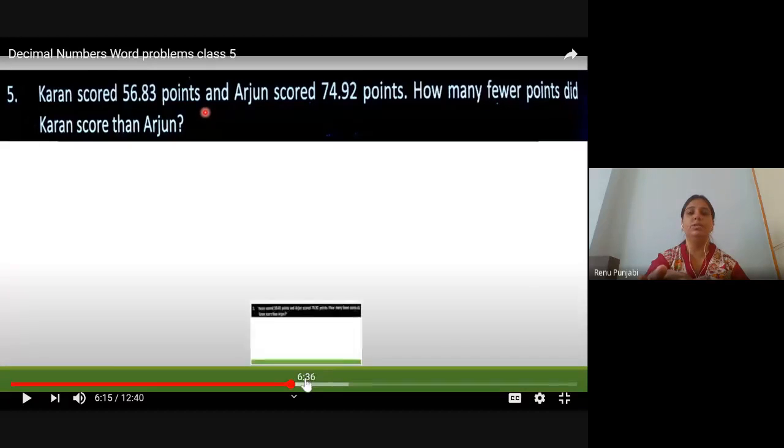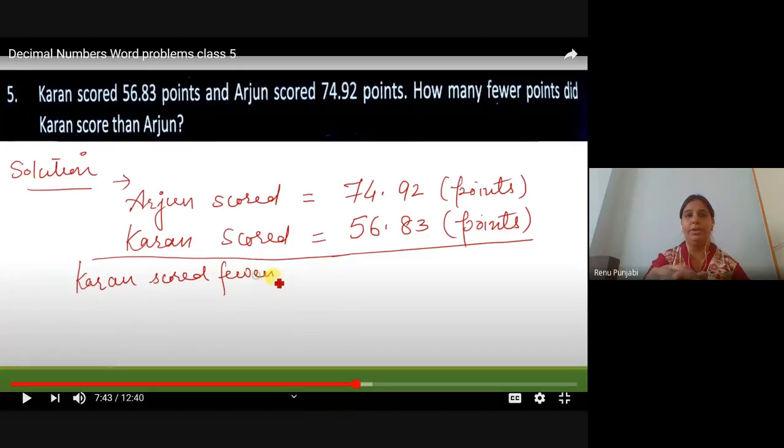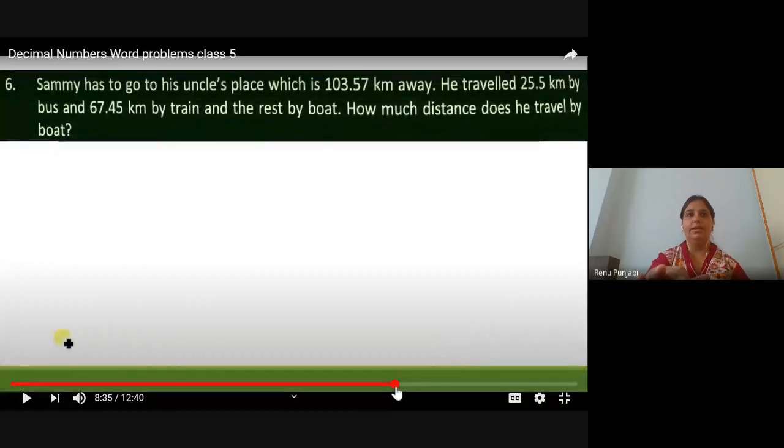This is also easy to subtract because these are like decimal numbers. You just have to pay attention to the word statement you write. Arjun scored 74.92 points. Karan scored 56.83 points, so Karan scored fewer points. How many fewer points he scored, you have to find out by subtraction.